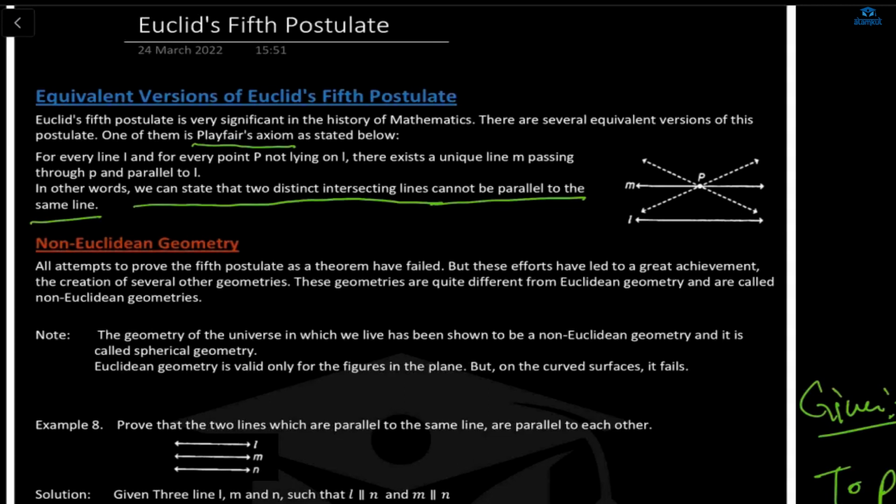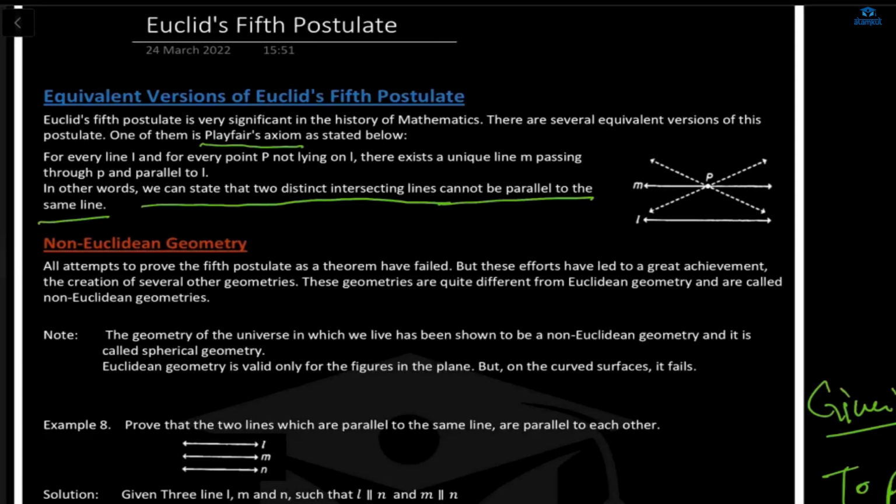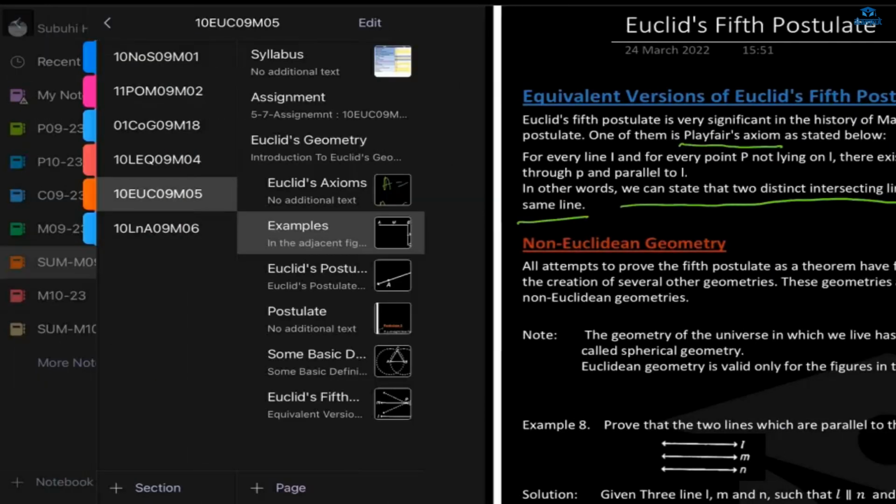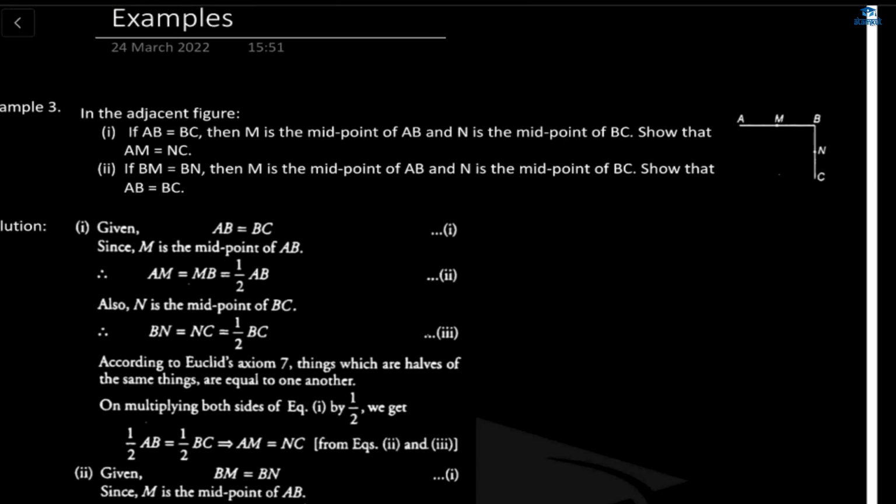Your next chapter is lines and angles. Now, in the last assignment, in one of your questions the diagram was missing. I think question number third. Yes, ma'am, question number third. In fact, I have taught that question in the class, but by mistake I forgot to put the diagram there. I'll show you here. This was your question. And this is your diagram.